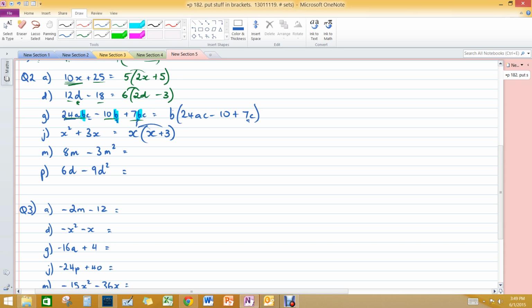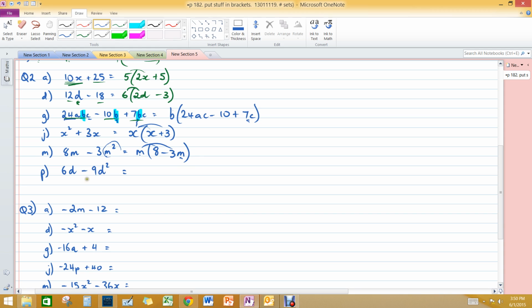Over here we've got m, which is our common factor, so we open our brackets and we'll do m. m times 8 is going to give me 8m, and m times what is going to give me 3m squared? Well, it's going to be negative 3m. Okay, we put the m there, so m times m is what gives me the m squared over here.